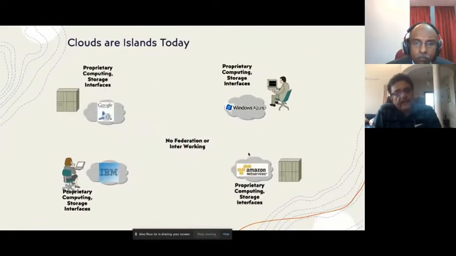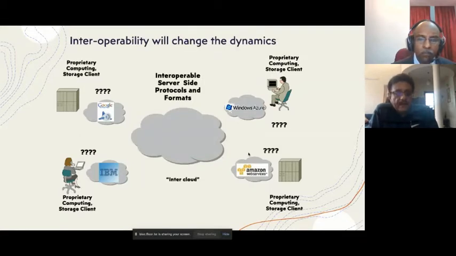The same thing is true of clouds. Today we have clouds which are islands, and there is no federation or interworking between them. People are living with whatever facilities are there in the cloud, and cross-cloud computing is very, very difficult. Once we have standardization of protocols, we will similarly find cross-cloud applications and so on coming along, and the dynamics will change.